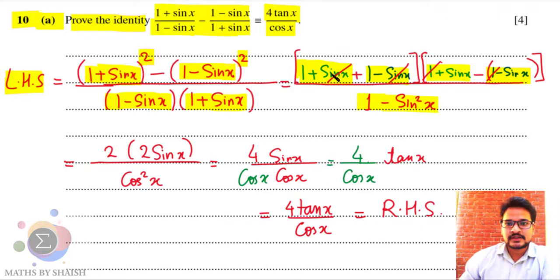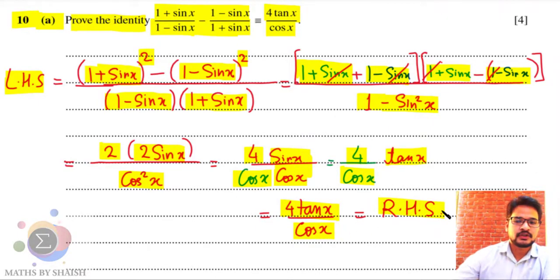In the numerator, we can see sin x got cancelled in the first bracket, 1 and minus 1 got cancelled in the second bracket, and then it is 1 plus 1, 2, times 2 sin x, so 2 sin x upon cos squared x. So it is 4 times sin x upon cos squared x. I can break it into two parts, cos x and cos x, so that sin x upon cos x becomes tan x, and it is 4 upon cos x. So that's what we got, 4 tan x upon cos x. That is the right hand side, and that is what we had to prove.